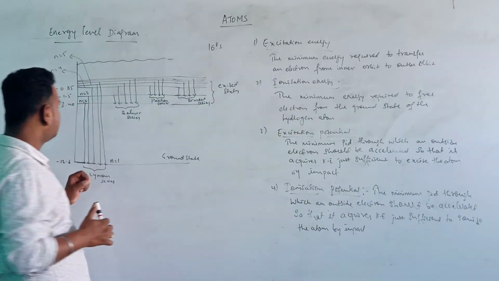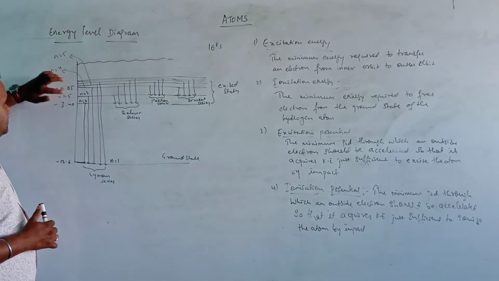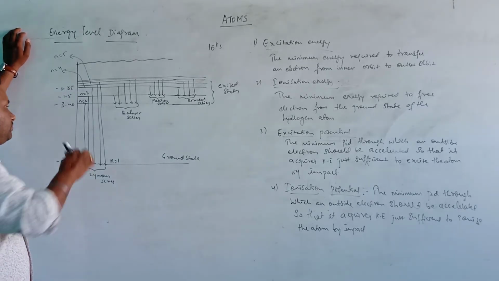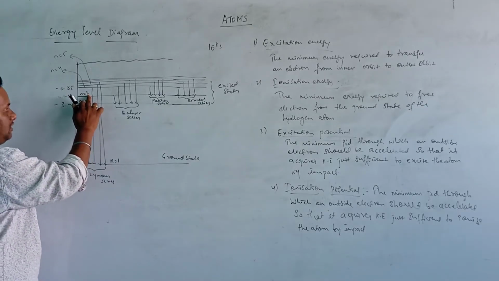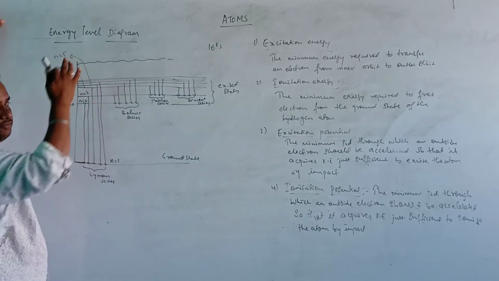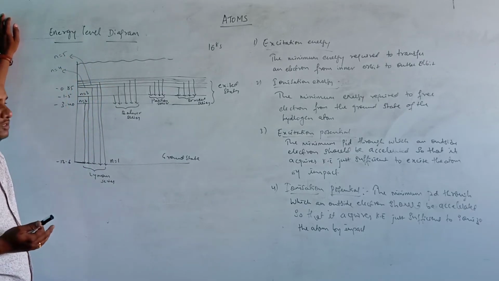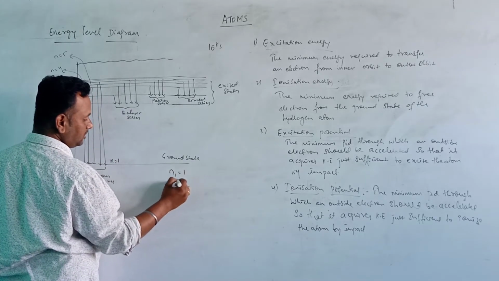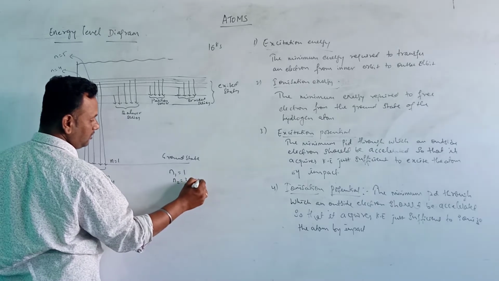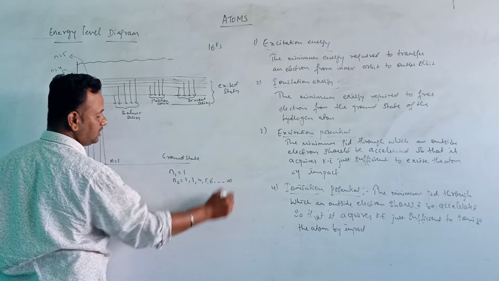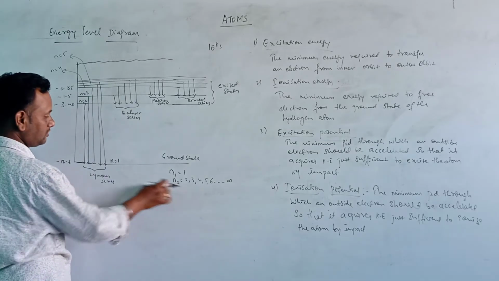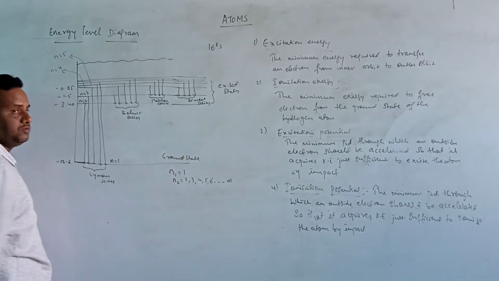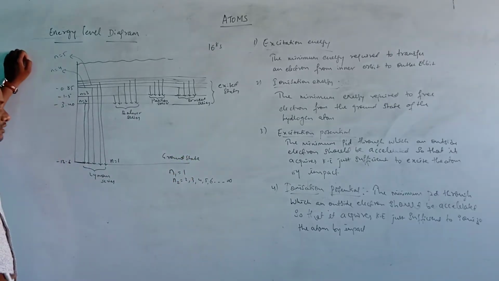In the Lyman series, the electron takes a transition from a higher orbit to the first orbit. That higher orbit might be the second, third, fourth or fifth; it is infinite, you can say. So n1 is equal to 1 and n2 is equal to 2, 3, 4, 5, 6, up to infinity. This is for the Lyman series, and this first orbit is called the ground state.